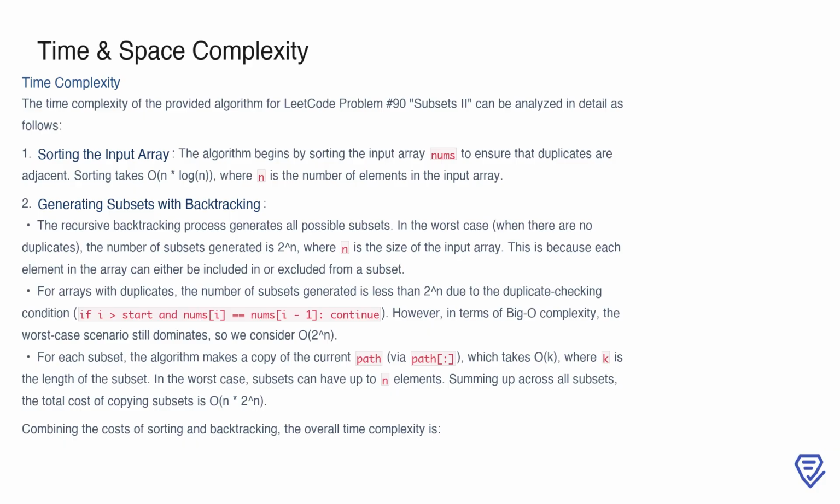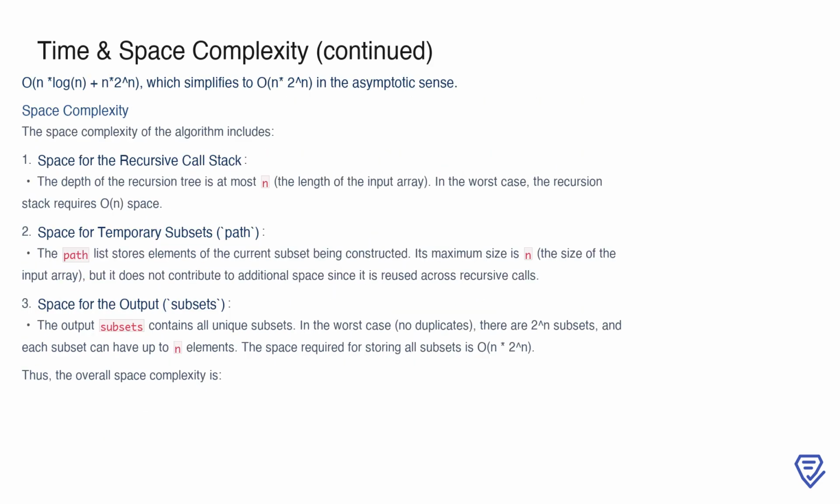Combining these steps, sorting contributes n log n, and the backtracking process dominates with n * 2^n, leading to an overall time complexity of n log n plus n times 2^n. This overall time complexity of n log n plus n times 2^n simplifies to n * 2^n in the asymptotic sense, as the backtracking process dominates for large input sizes.